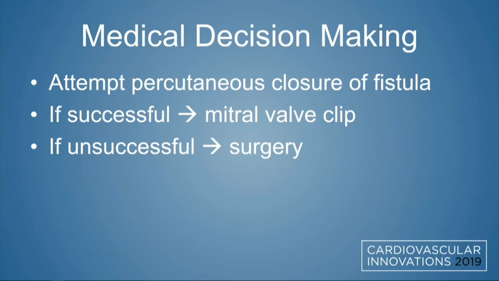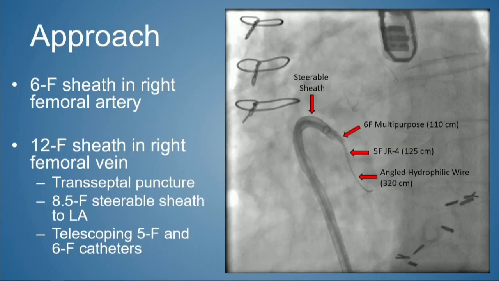We wanted to spare her from a third sternotomy, especially since the first two had complications. So we wanted to offer her a percutaneous option. So the plan was to try to close her fistula percutaneously. If that was successful, we'd proceed with MitraClip. If not, she was going to require surgery for both lesions.